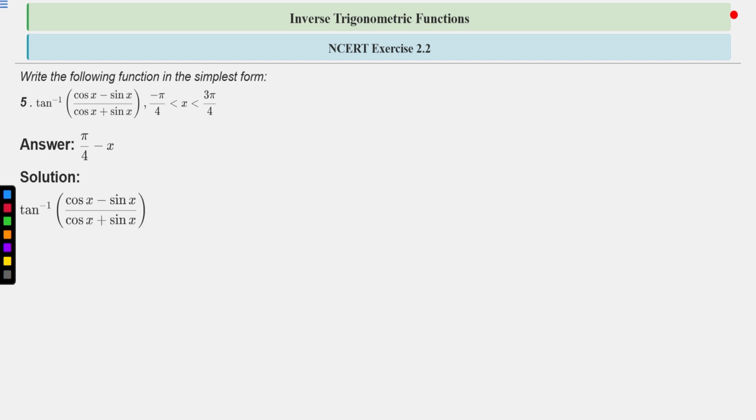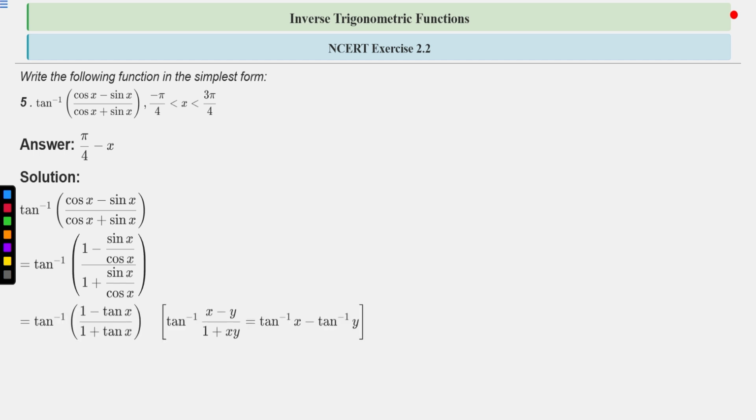See, our question is tan inverse cos x minus sin x upon cos x plus sin x, right? So we will divide it by cos x in the numerator and the denominator. Clear? So we'll get tan inverse 1 minus sin x upon cos x upon 1 plus sin x upon cos x. So we will write tan inverse 1 minus tan x upon 1 plus tan x. We know that tan inverse x minus y upon 1 plus xy is basically tan inverse x minus tan inverse y, right?